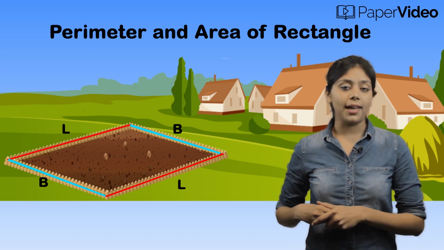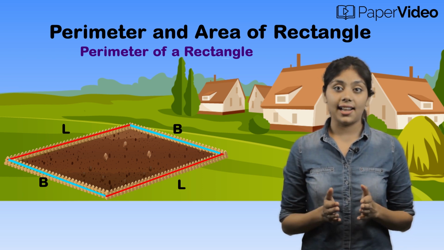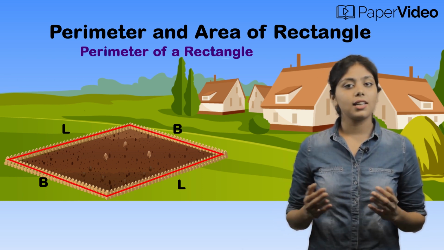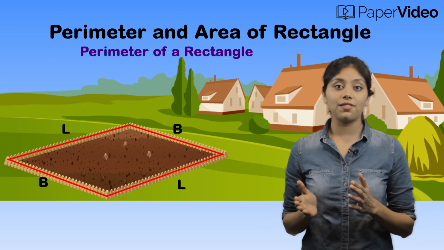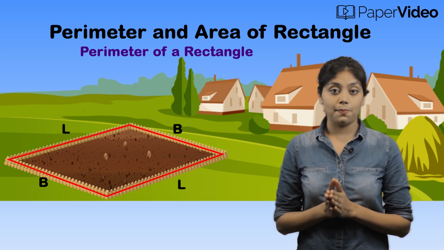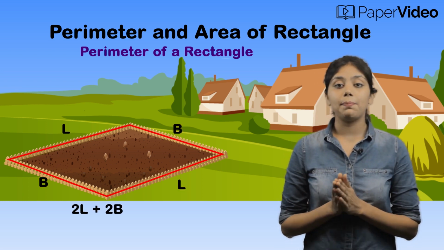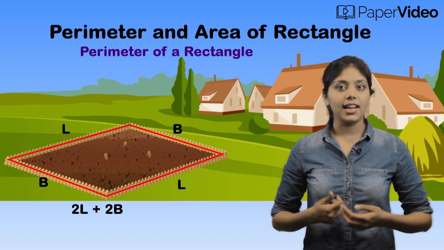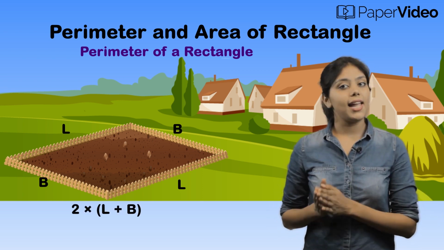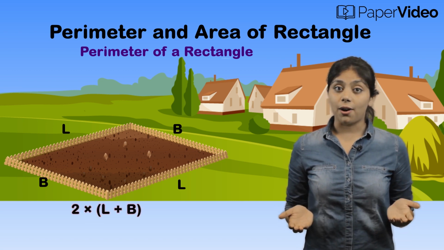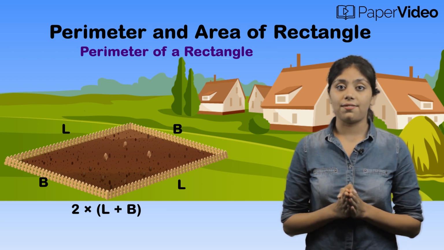Then what will be the perimeter of the rectangle? As we know that perimeter is the length of the boundary of the shape. Here the shape is a rectangle. So the total length of the boundary will be L plus B plus L plus B. We can write this as 2L plus 2B. If we take 2 common, then the perimeter of the rectangle becomes 2 into (L plus B). Using this formula, the farmer can easily calculate the length of wire he needs to cover the fence around the farm.